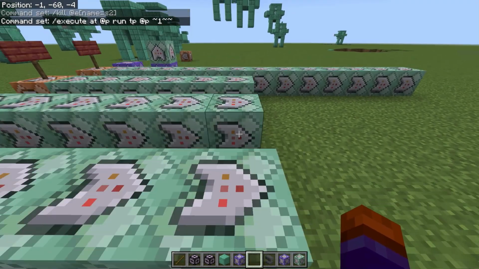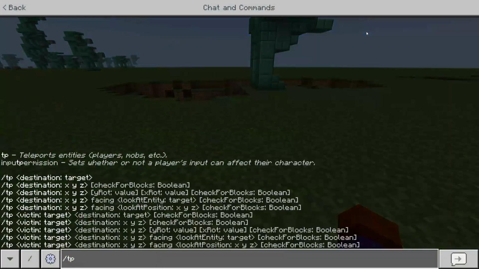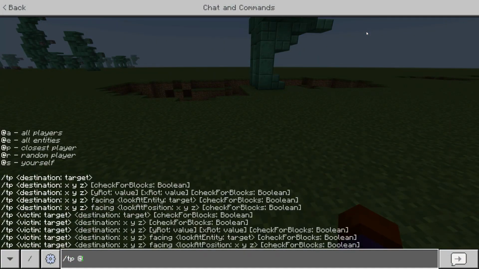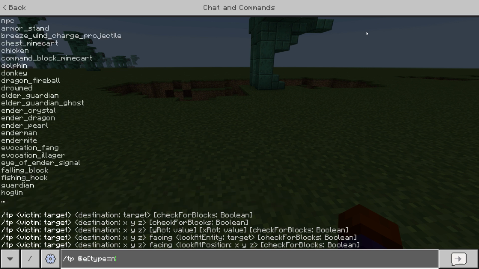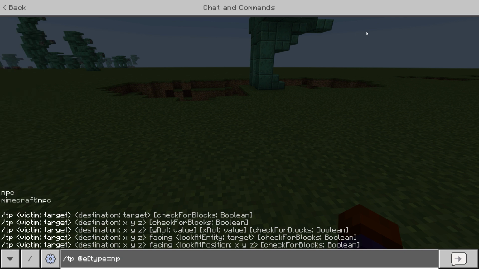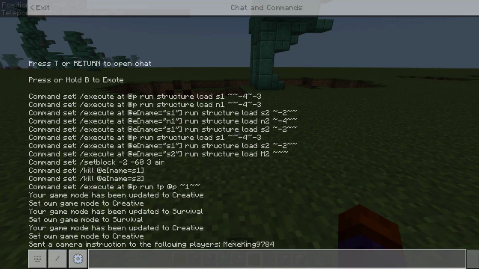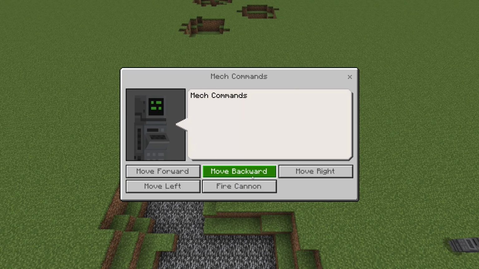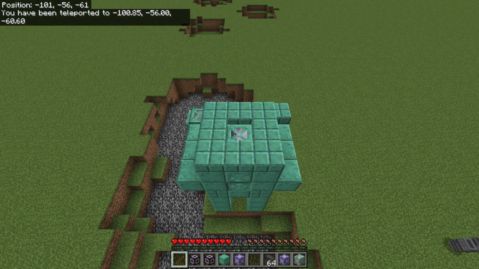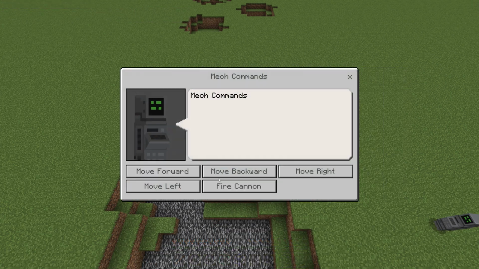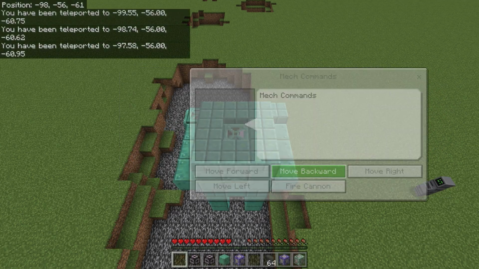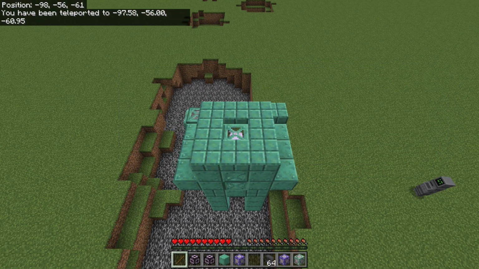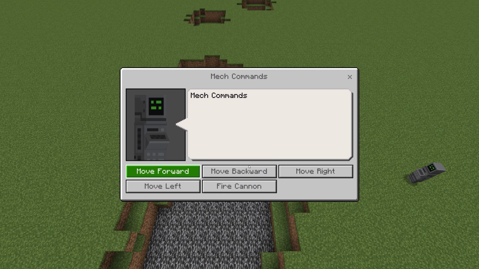1 block forward. Teleport the NPC, so /tp at e, type equals NPC, and then AS. So I have to, there we go, and then move backwards. There we go. So it teleports me forward so I don't phase out of the mech, and then I'm moving backwards. Now, one thing I did not mention earlier is you see this menu.